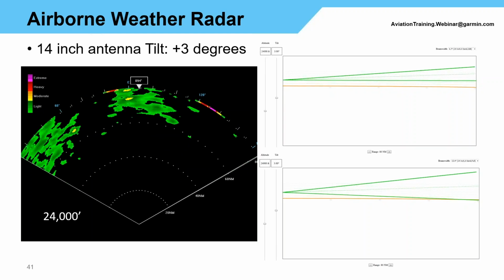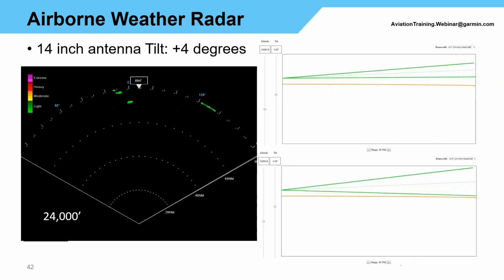Tilt up to +3 and to +4, and almost everything is off of the screen entirely. So the thing I love about this is on the bottom right hand side, I can see that the additional beam energy just lifted off the surface of the Earth at 80 miles. Well, the additional beam energy is not showing anything. That's where I was supposed to start seeing ground clutter. So nothing in there is showing a return.